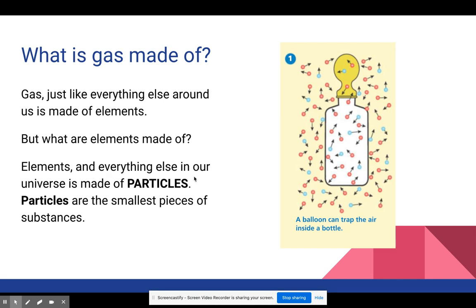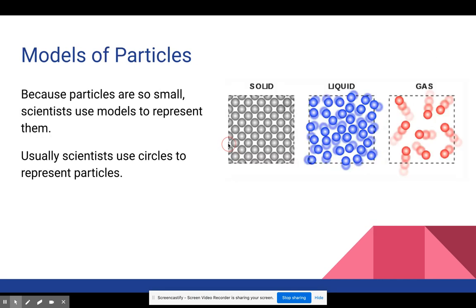Elements and everything else in our universe is made of particles, and particles are the smallest pieces of substances. You can see some particles here filling up the container and then the balloon. Because particles are so small, scientists use models to represent them. They're so small that you can't even see a particle with a microscope. So usually scientists will use circles to represent particles.